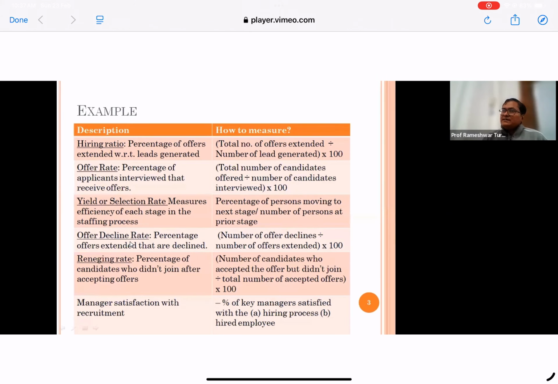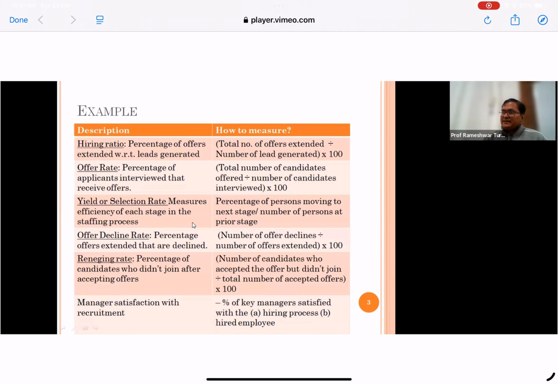Offer decline rate. This is another. You gave 15 offers, 2 are declined, 13 join. That tells you how good or attractive your company is. Or you give 15 offers, only 5 join, 10 decline.